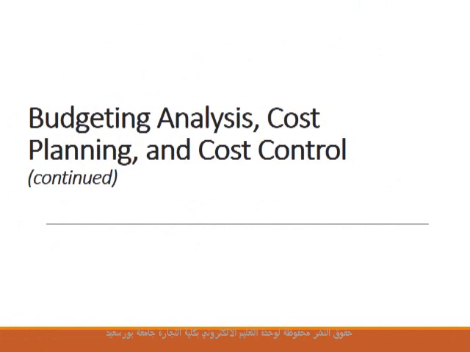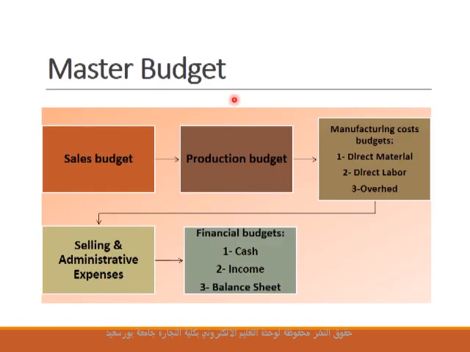We will carry on with the rest of this chapter about budgeting analysis, cost planning, and cost control. We have explained the role of budgeting analysis in cost planning and in cost control. We have also explained what the master budget is and how it is classified into financial and operational budgets. The master budget should be prepared in this sequence.